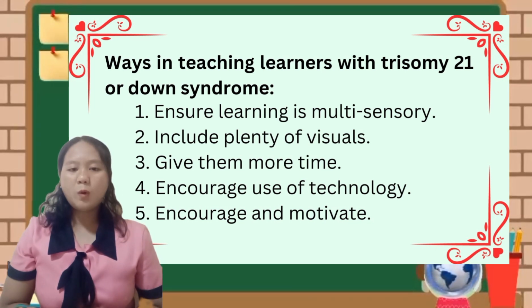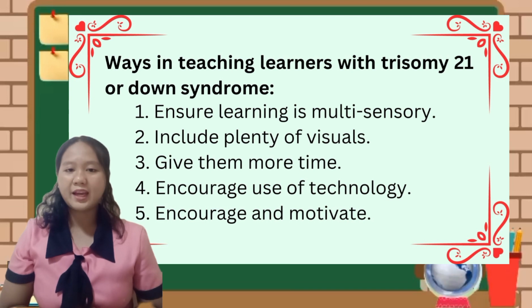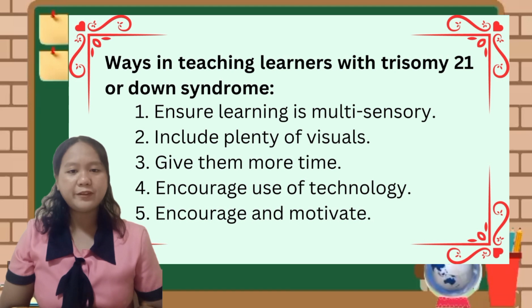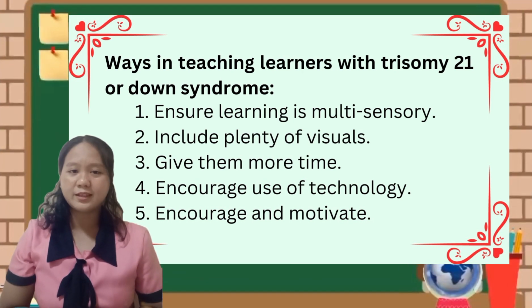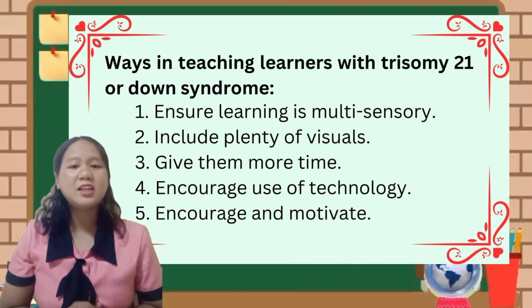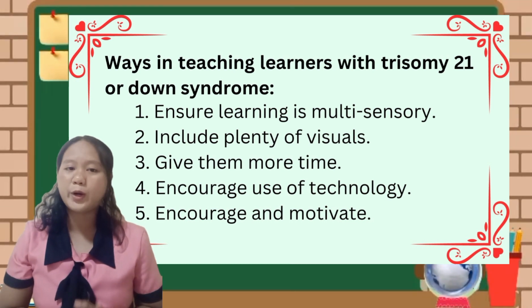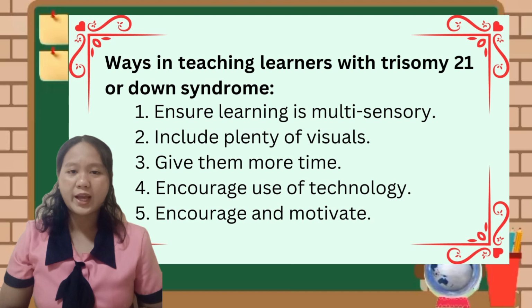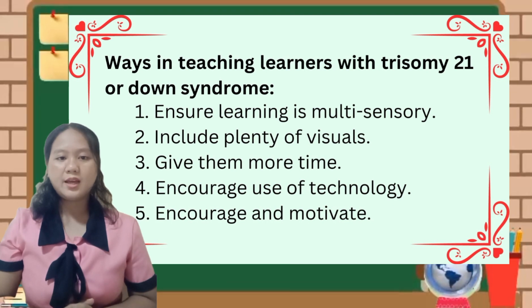Third, give them more time. No two individuals with Down syndrome are alike in terms of cognitive processing abilities, but most will benefit from extended time limits. It can take longer for students with Down syndrome to understand and absorb information and then commit it to memory. Provide additional assistance by having them repeat back what they have learned at the end of the lesson or in peer work.